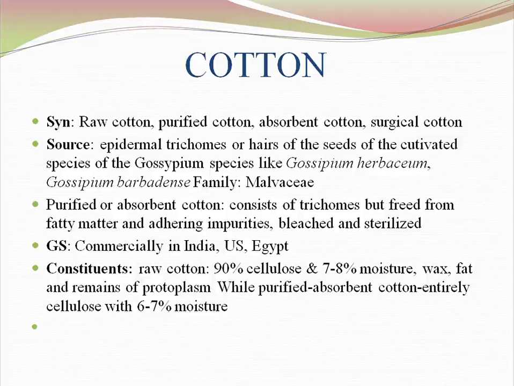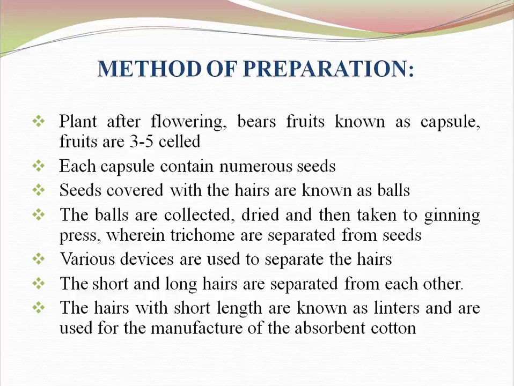Cotton is mainly obtained from different Gossypium species of family Malvaceae, and it is mainly found in India, USA, and Egypt. So raw cotton contains about 90% cellulose and 7 to 8% moisture, while the absorbent cotton contains entirely cellulose with 6 to 7% moisture. So how we can prepare cotton fiber?